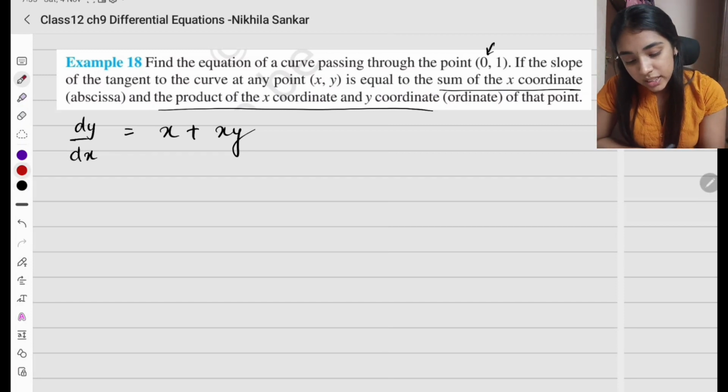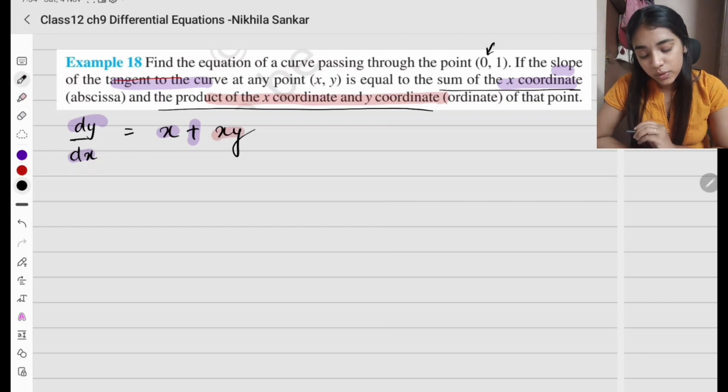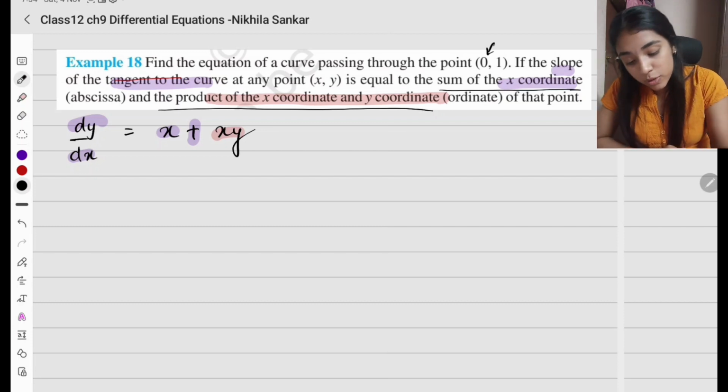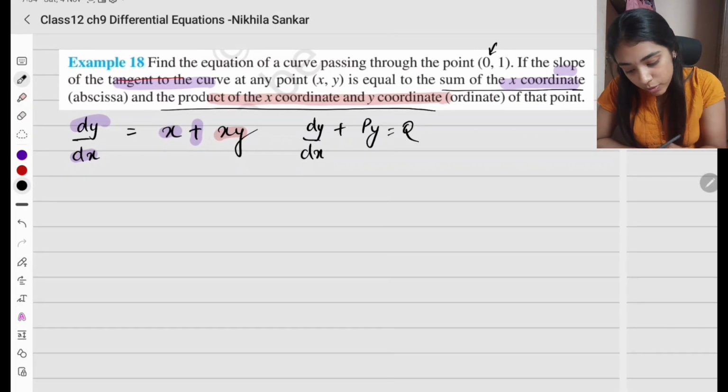The slope of the tangent is equal to the sum of the x coordinate plus the product of the x and the y coordinate. Understood? As simple as that. Now let me solve this. First, what formula do we need to bring? I have to bring it in the form dy by dx plus py equals q. Shall we bring that formula?